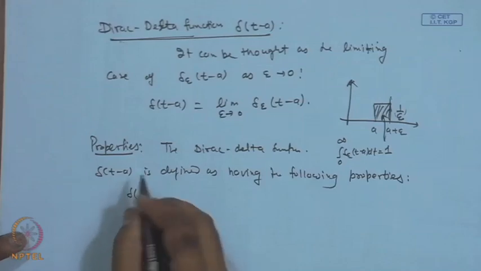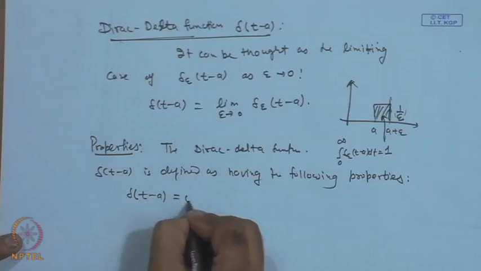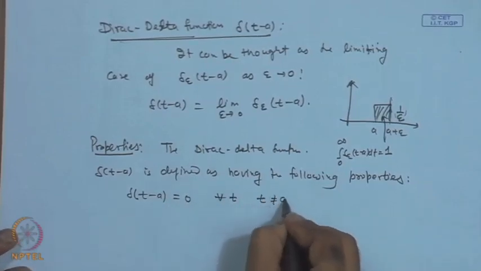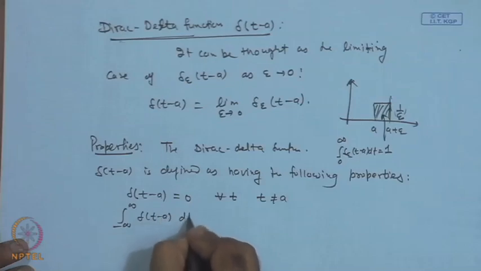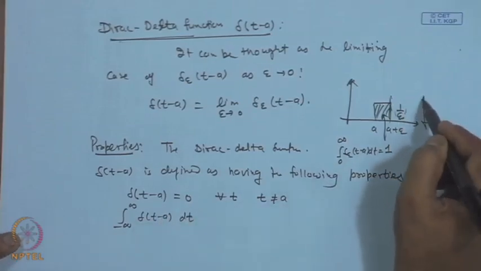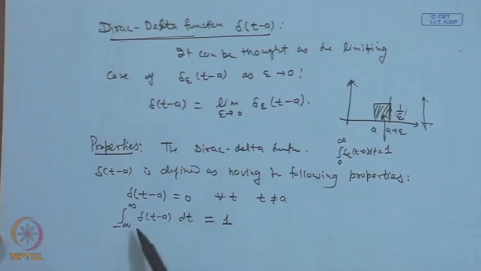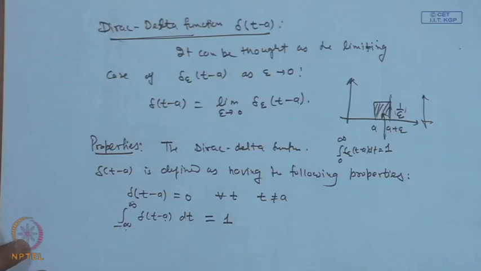So, the first property here is that delta(t minus A) is 0 for all t as long as t is not equal to A, and if we integrate from minus infinity to plus infinity, delta(t minus A) dt, it is directly coming from this property. So, in this case we have it is 1. We can also take any other range of the integration, as long as this A is in the range of this integration, then the value is 1.